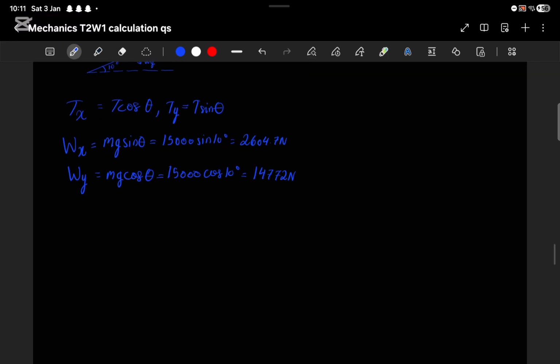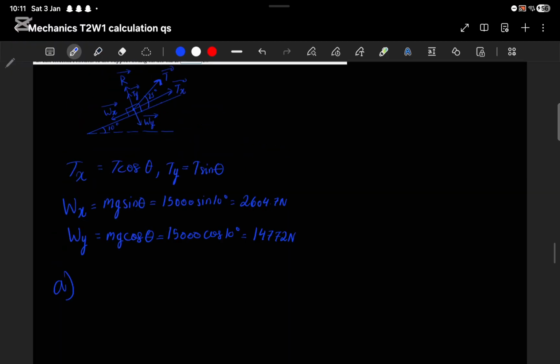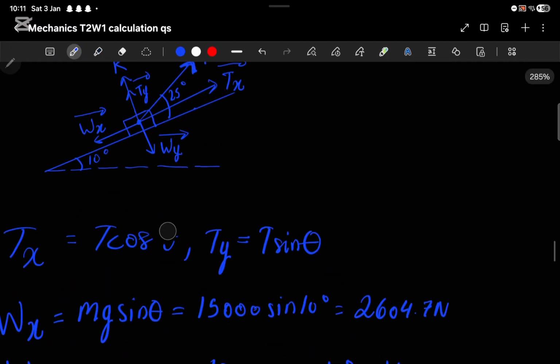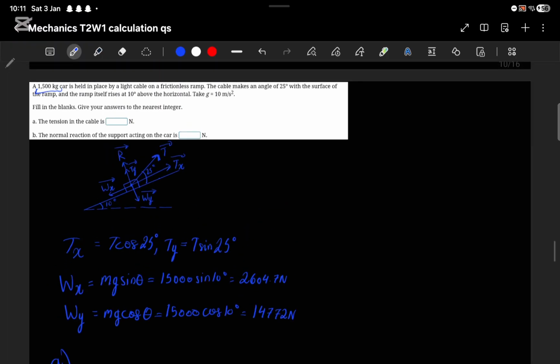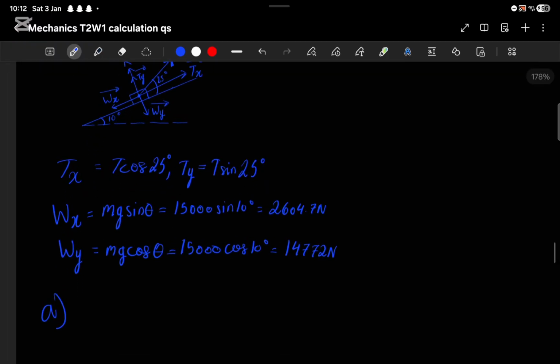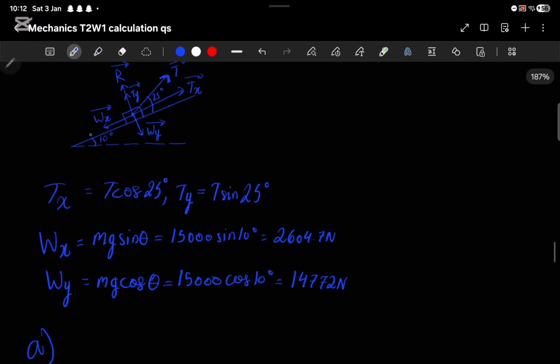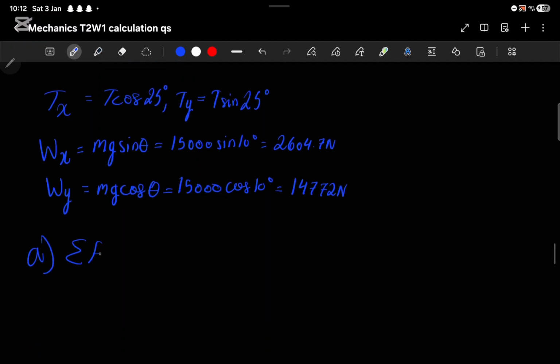Now, Tx is T cos theta. Wait, we have theta here. This is 25 for both of them. Okay, now part A, they want the tension. Tension is very easy to find. We're going to isolate along x, because x is the easiest one. So sigma Fx is equal to 0. Why? Because it's held in place, no acceleration, so it's in equilibrium.